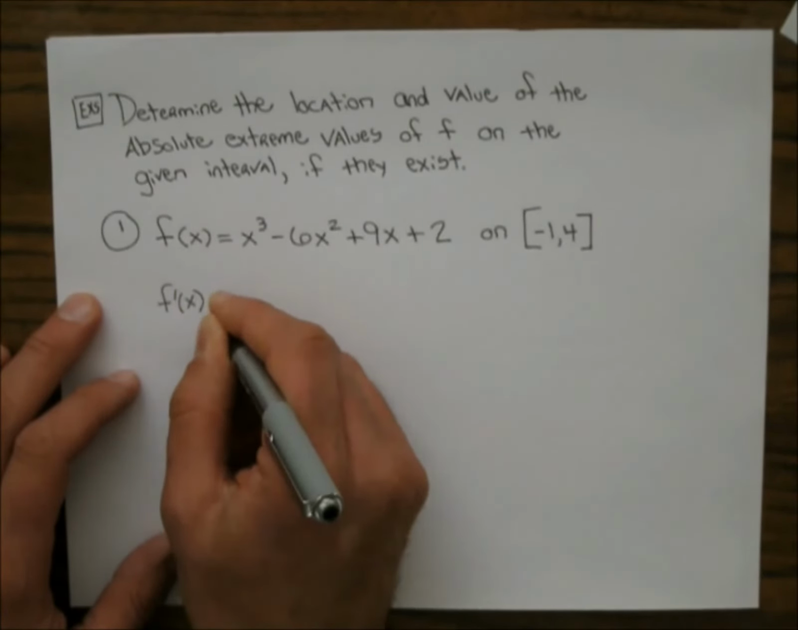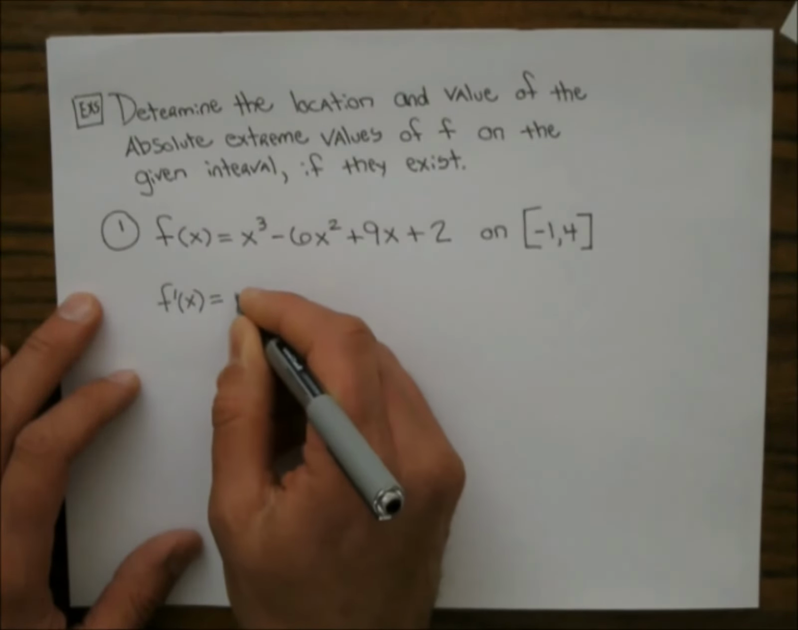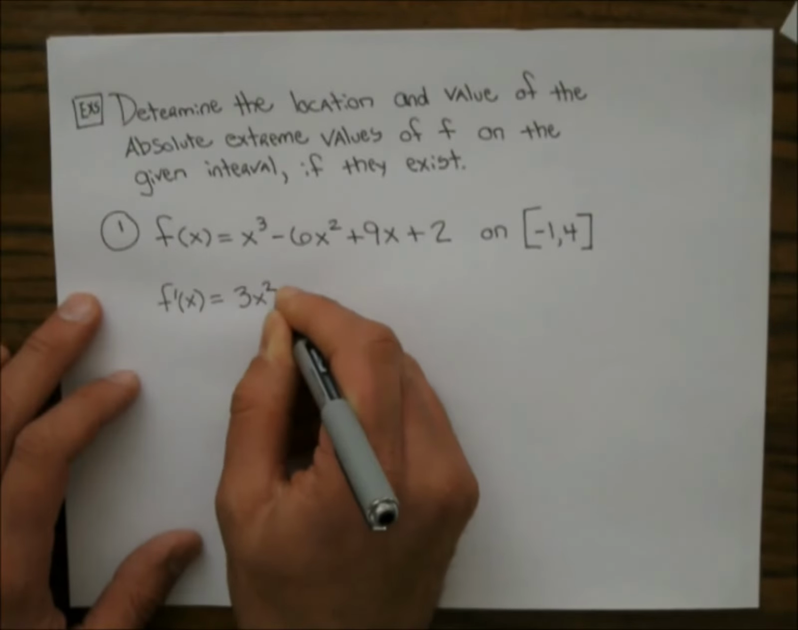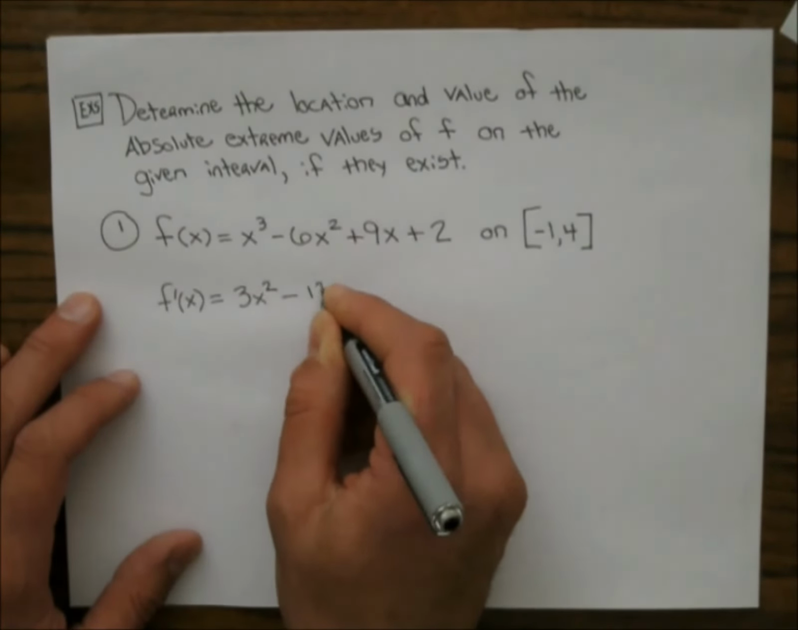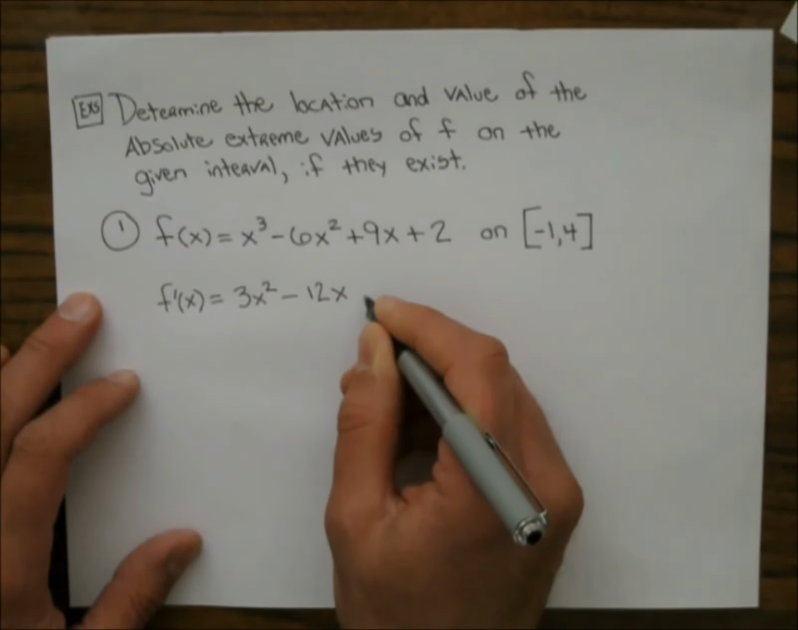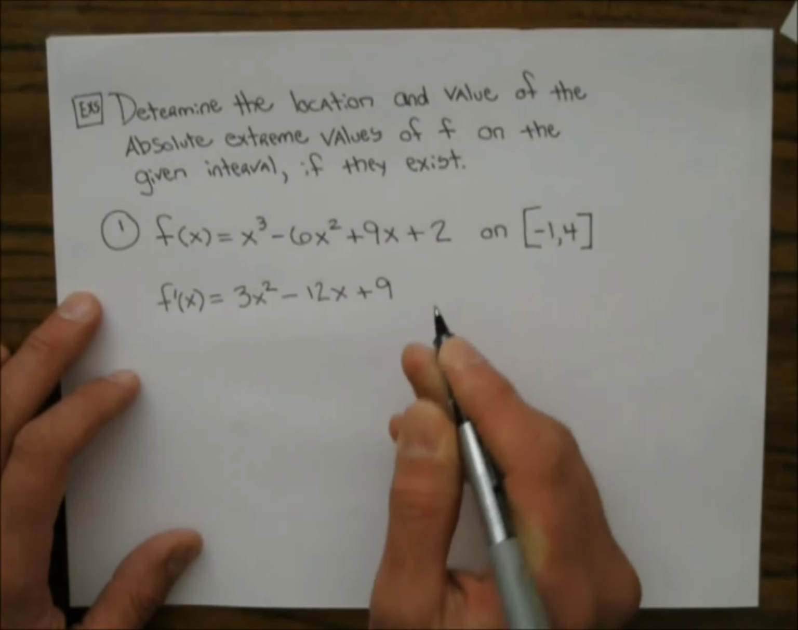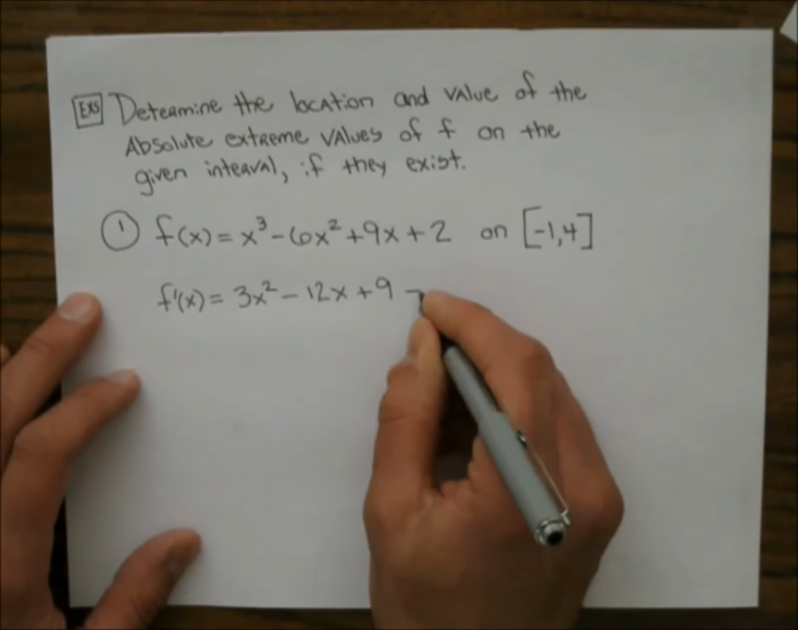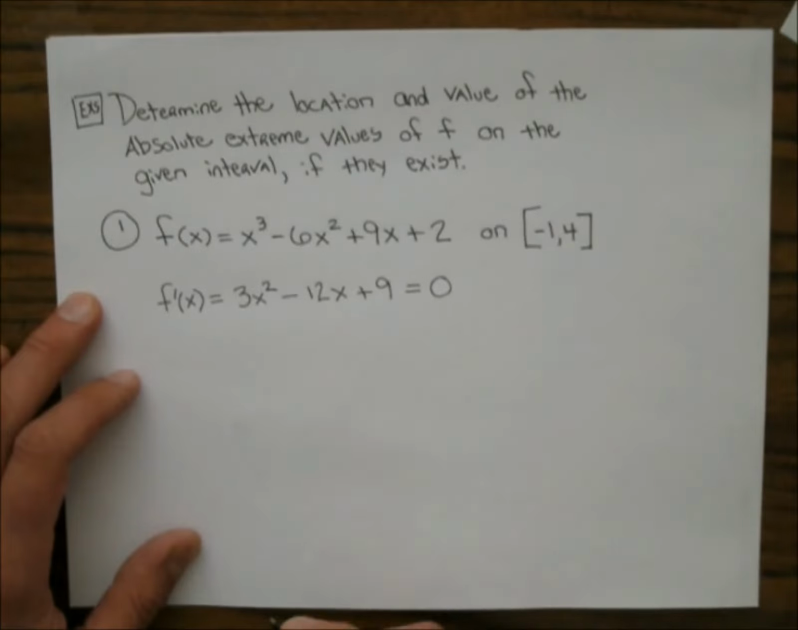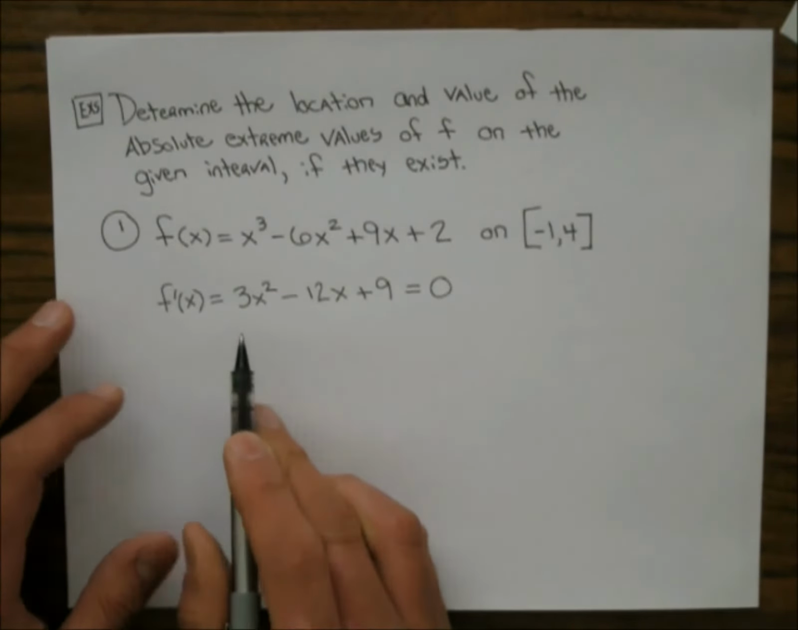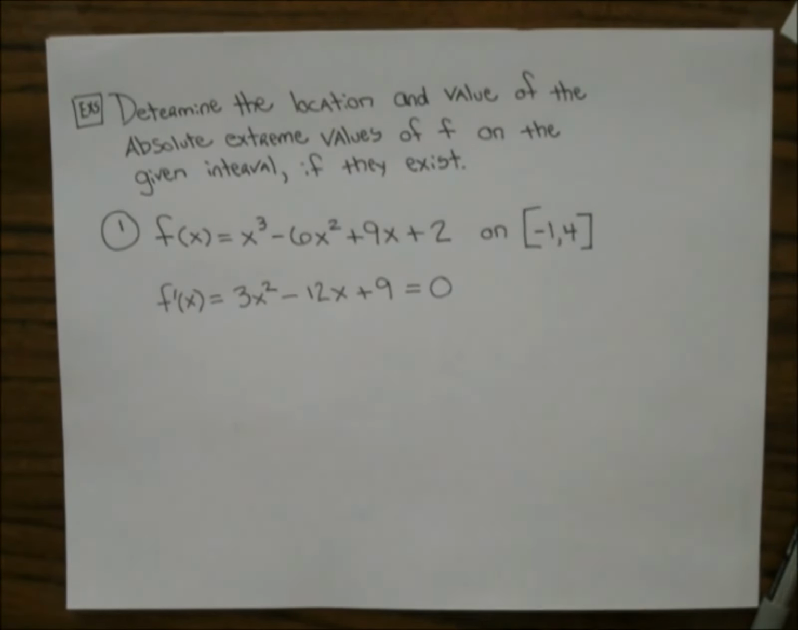How do I find the critical numbers? I take the derivative. So this is 3x squared minus 12x plus 9. I take the derivative, set it equal to 0. So here's the equation I'm solving.